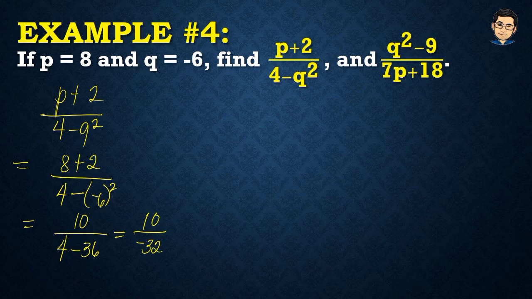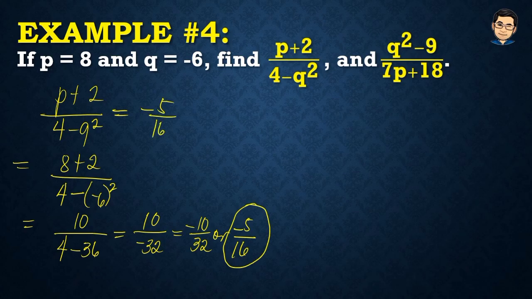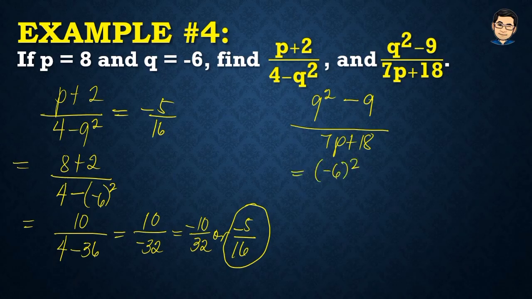And then we simplify negative 10 over 32 or negative 5 over 16. So this will be our final answer. Sulat natin siya dito, negative 5 over 16. Next, q squared minus 9 all over 7p plus 18. Okay. And then, q is negative 6 squared minus 9 all over 7 times p, that is 8, plus 18.